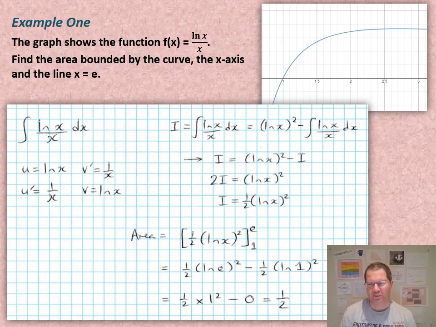So we've integrated it. The next thing we need to do is to substitute the limits in to work out the area. We can see from the graph that it crosses the x-axis at the number 1, and we're supposed to be integrating it between 1, therefore, and e. So substituting e into that, we get half of ln e squared, which is the same as half of 1 squared, i.e. a half. And putting 1 in there, we get half of ln 1 squared, which is half of 0, i.e. 0. So our final area is 1 over 2, a half.